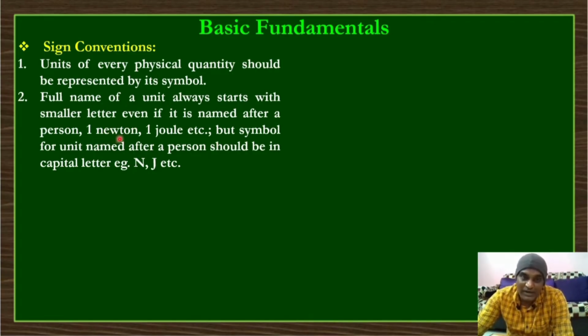But its short form, its symbol, will be N. So N should be capital. Remember, N should be capital. In the word newton, N-E-W-T-O-N, the n should be small. All letters should be small in the unit. Like joule. Joule is also the name of a scientist, the name of a person. So J-O-U-L-E, in this the j should be small. All letters should be small. Normally we write J as a capital, but you don't write it so. But its symbol J should be capital.